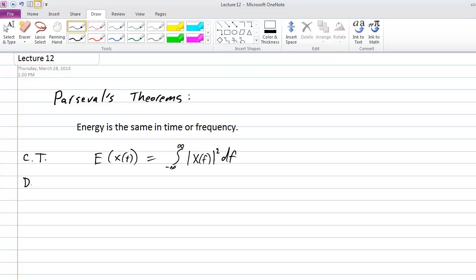In discrete time, we have that the energy of some discrete time signal is almost the same, but you integrate from negative half to half, or from 0 to 1. Why is it different? Why do we integrate from negative half to half? Yes. So in discrete time, the Fourier transform is always periodic. You just integrate over one period. Okay.